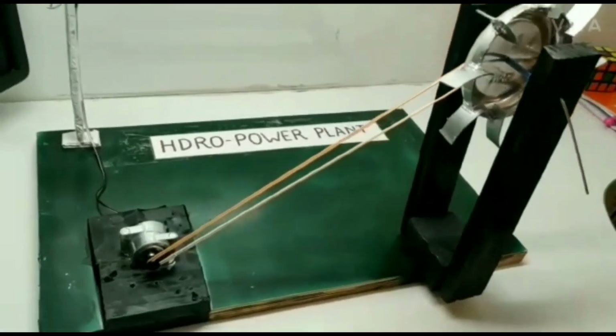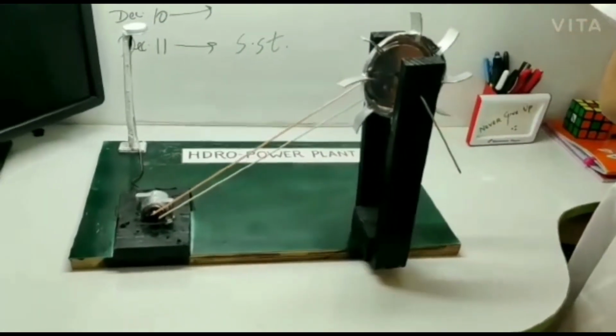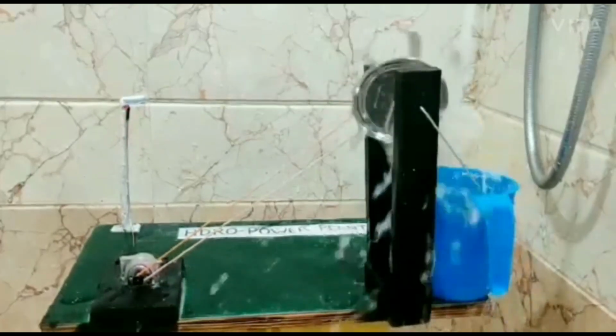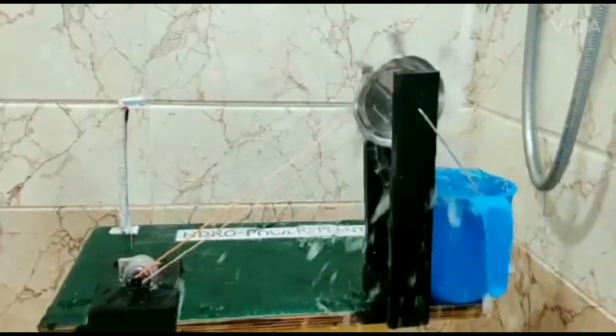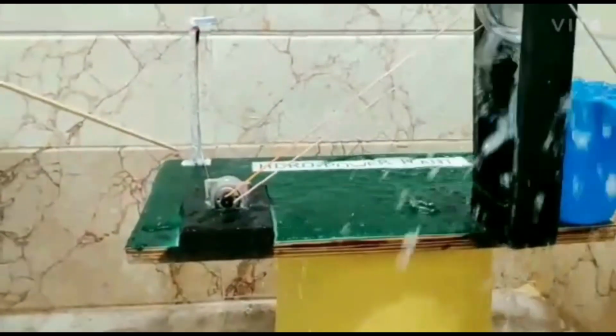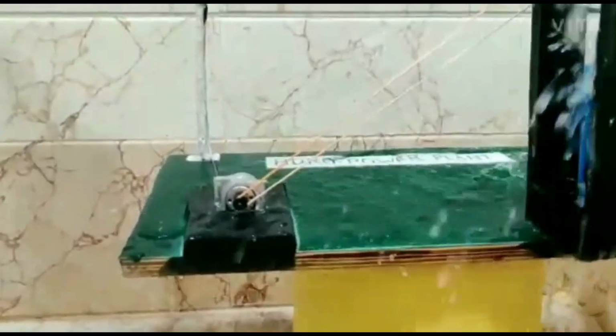Now we are going to show you the flow of water from the dam through tap water. As you can see, the turbine is rotating due to the flow of water. The turbine is further rotating the generator, as we can see the light on the electricity pole.